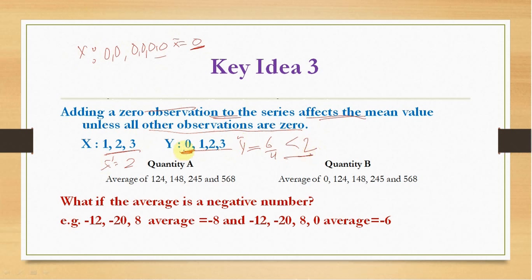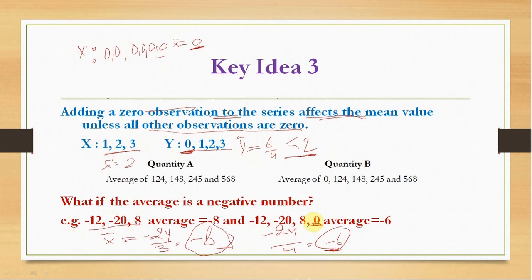I mean, adding 0 will not always reduce the value of average. For this, consider this example. So here average will be negative 20, negative 32, negative 24. So negative 24 by 3, which is negative 8. And now we add 0 here. So now this becomes negative 24 divided by 4, which is negative 6. So in this case, the value of average has increased from negative 8 to negative 6.